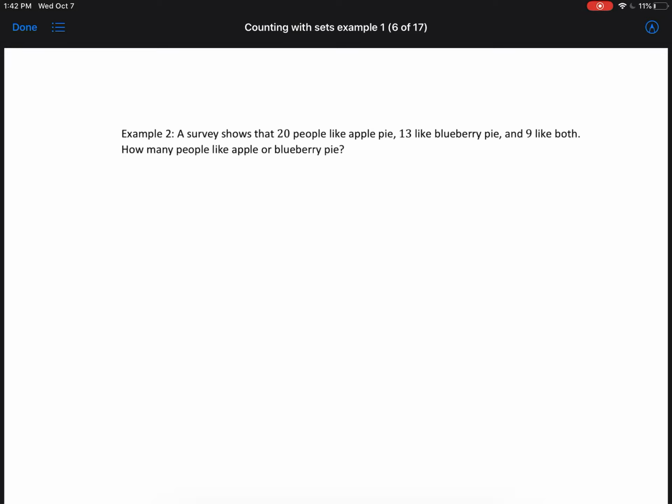So we're going to walk through example 2, which says that a survey shows 20 people like apple pie, 13 like blueberry pie, and 9 like both. And the question asks how many people like apple or blueberry pie.